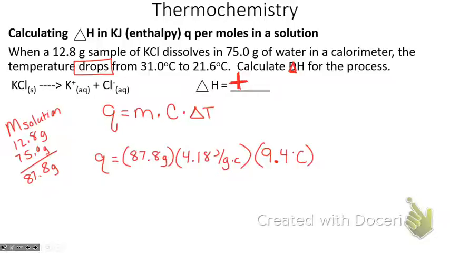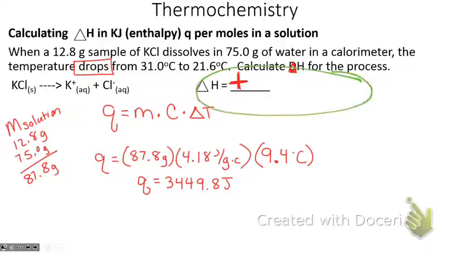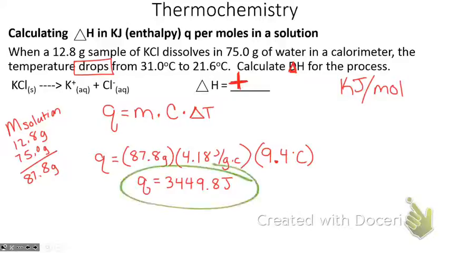Perfect. Okay, so once you multiply those three numbers and solve for Q, you should end up with 3449.8 joules. Wonderful. That's great. And that's a small piece of the step to help us answer the change in enthalpy here. Remember, the units for change in enthalpy will be kilojoules per mole, right? That's what the problem's asking me to find. So now I have joules.